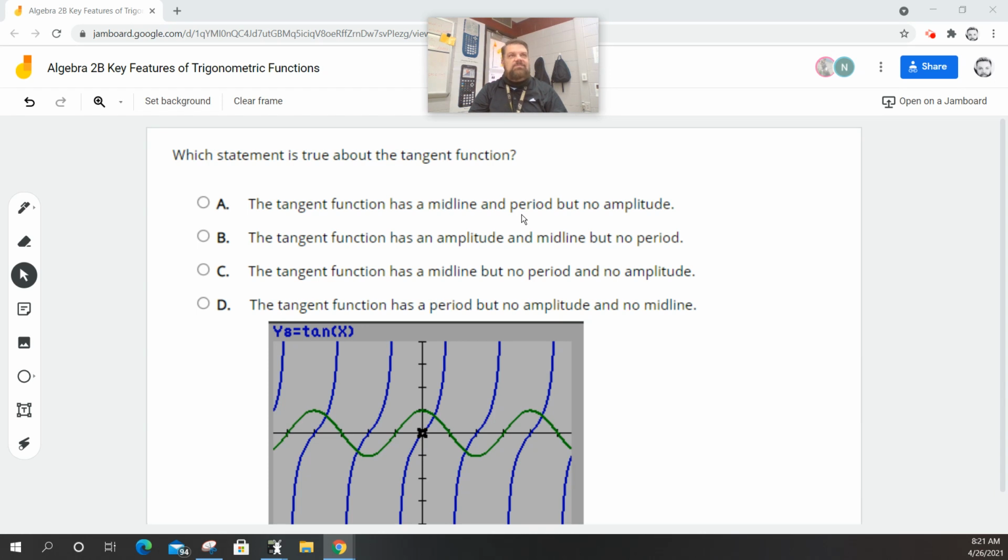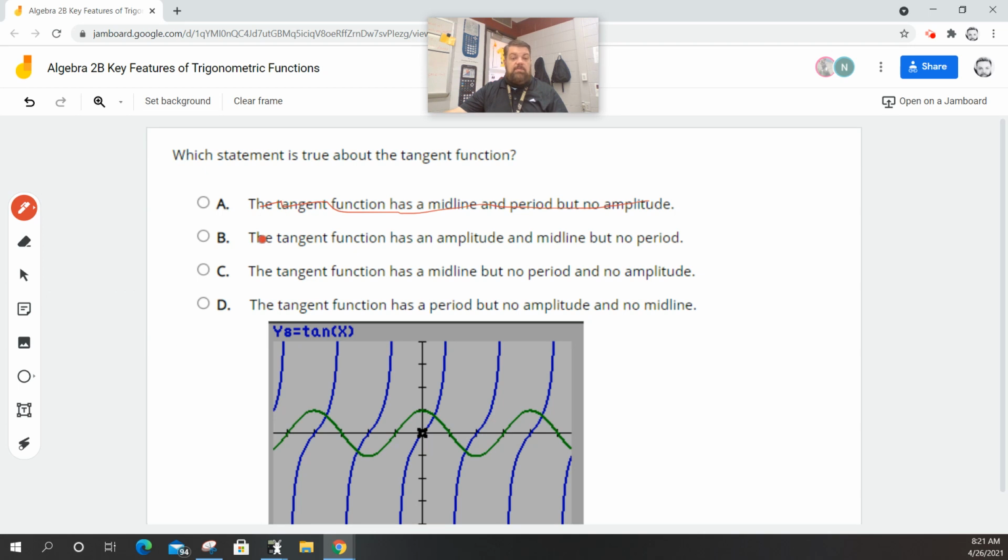But it doesn't really have, it does have a midline, sort of, but it's not the same. So that first statement is a little misleading and not true. It has something that looks like a midline, but when we think about the formal mathematical definition, no. So A is wrong. B, the tangent function has an amplitude and midline, but no period.